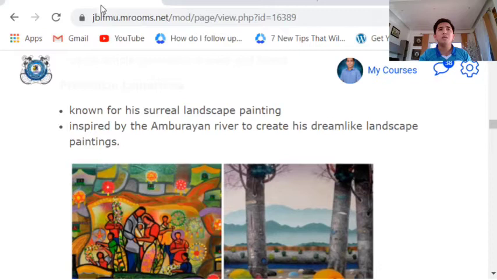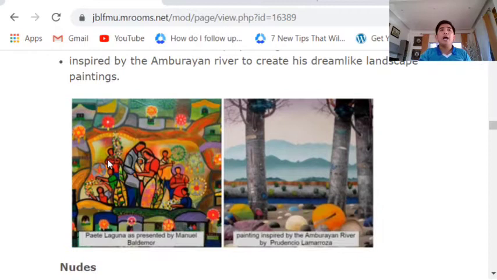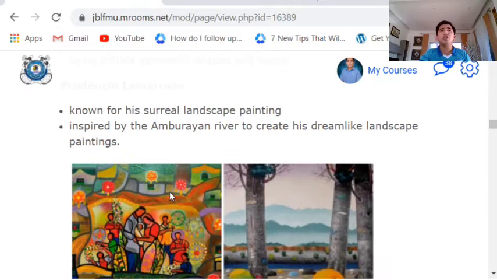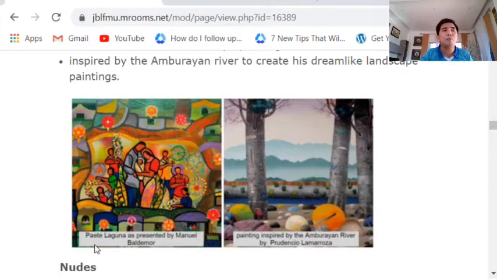All right. So when we talk about surrealism, because of its symbolism, metaphorical ya nga mga painting or concept niya, makita mo na gid, for example, like on this one, because it is inspired by the Amburayan River. So may mga shapes, may mga rocks and everything. Though it's surrealism in a way that ginapakita yung malakas, with incorporation of symbols, especially it gives a positive meaning. Surrealism in art depicts a positivity. Usually, ginaiwasan din ang negativity as a concept. Right? Next is Paete Laguna as presented by Manuel Baldimore.